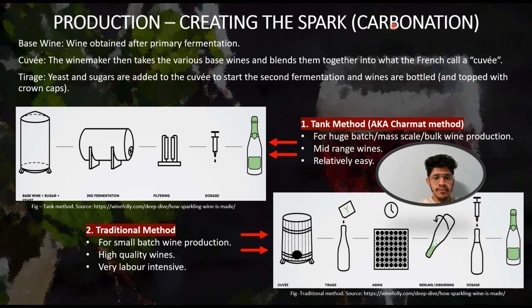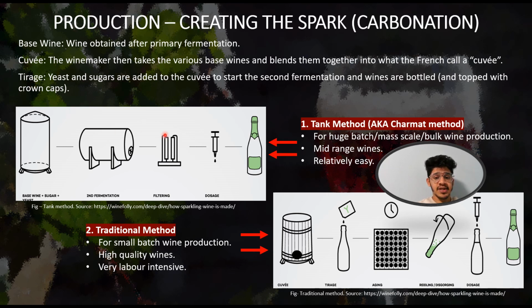What we obtain after primary fermentation is the base wine. So once the primary fermentation, pressing and racking is complete, we obtain a base wine. Now a winemaker might choose to blend various base wines to form something called the cuvee. If we add yeast and sugar to this cuvee, secondary fermentation will take place and something called tirage is formed. Now there are various methods to form the sparkling red wine.